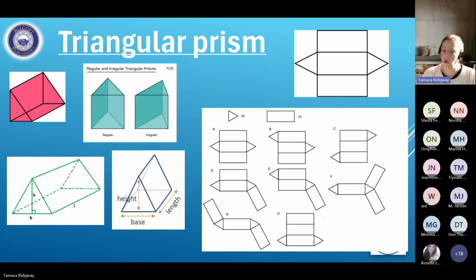And then we've got some basic knowledge coming in, some basic knowledge of triangles. Do they know the difference between a scalene, isosceles, and equilateral? Can they even recognize them? And then your right angle triangle, sorry.